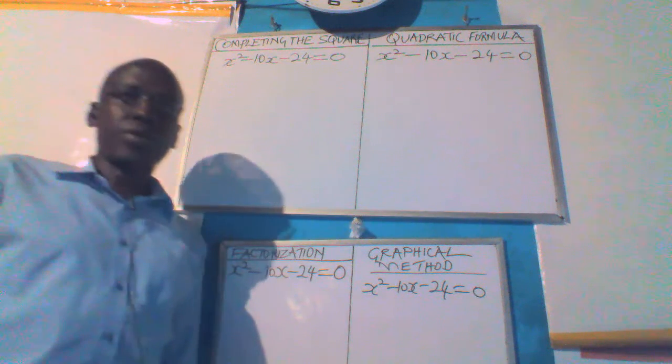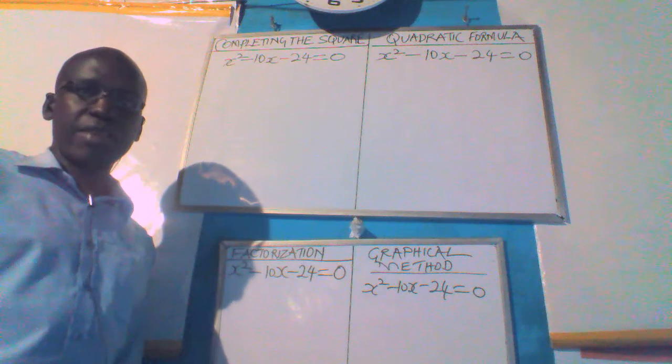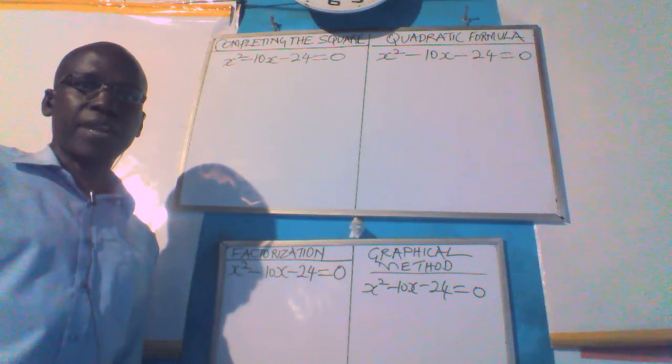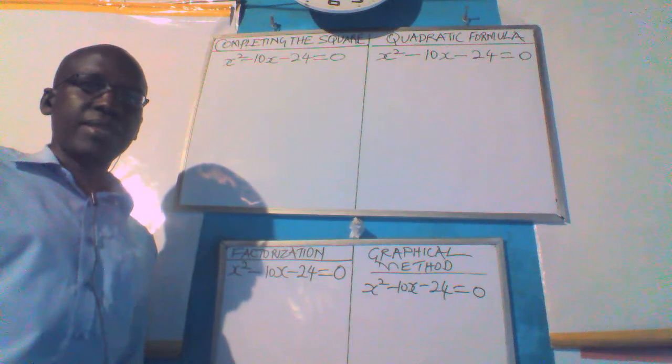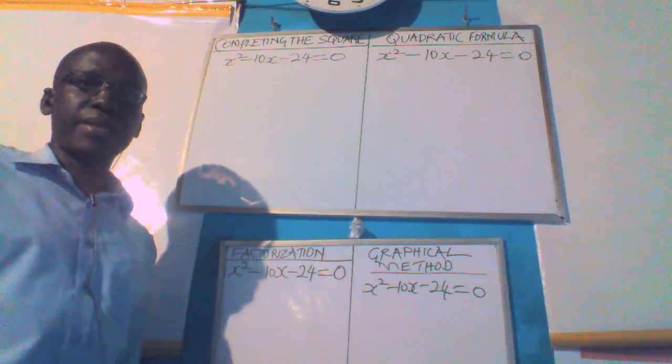Hello, in this session we are going to solve one quadratic equation by 4 different methods, namely completing the square, quadratic formula, factorization, and the graphical method. To begin with, let us solve this expression by the method of completing the square.